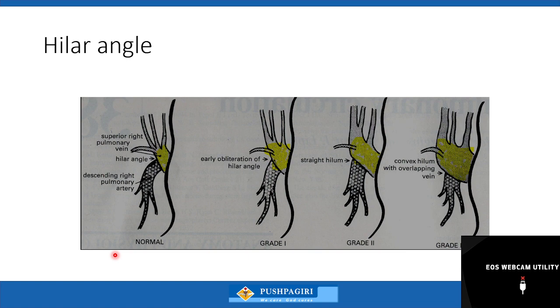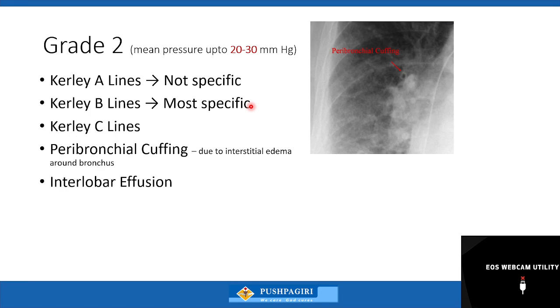Then in grade 2 we see curly lines. In the next slide we will discuss all the curly lines.